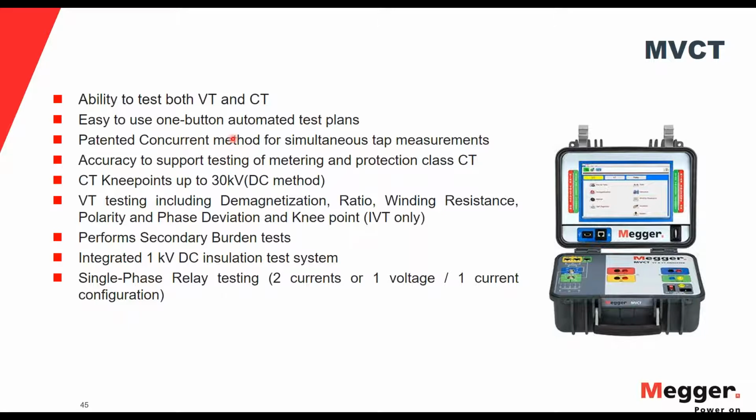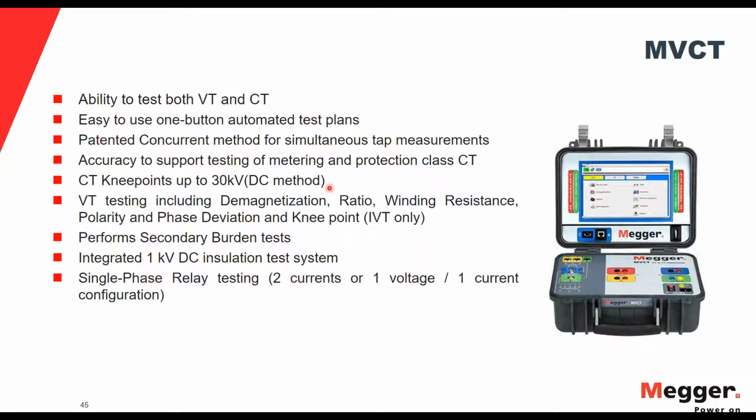the concurrent method. It has the accuracy required in the current and voltage source embedded in it to test metering and protection CTs as well. Especially for the metering CT, it requires very high accuracy in testing. The MVCT can do that for you. For knee points, it can give you up to 30 kilovolt knee point measurement value using the DC method. So if you have these bulky, huge CTs that have a really high voltage knee point value, we can get that using the DC method.